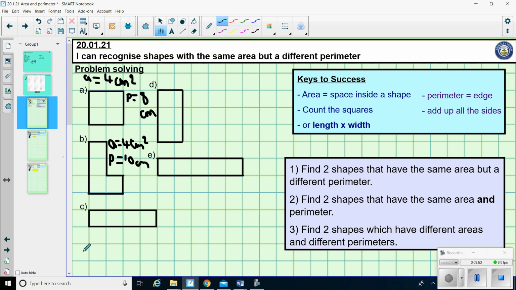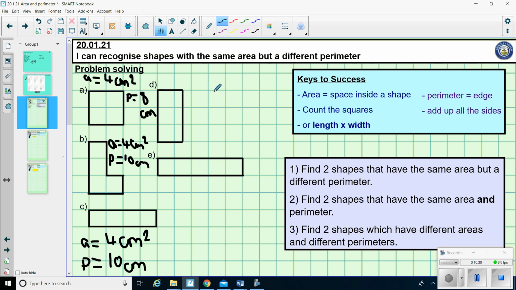Okay. Shape C then, again I'm going to start with area. Remember area, count the squares. So 1, 2, 3, 4. 4 centimetres squared. And the perimeter, remember perimeter, add up the edge of all the sides. So I'm going to start along the bottom. I've got 1, 2, 3, 4. Add my 1 is 5. Add another 4 gives me 9. Add another 1 gives me 10. So my perimeter is 10 centimetres.